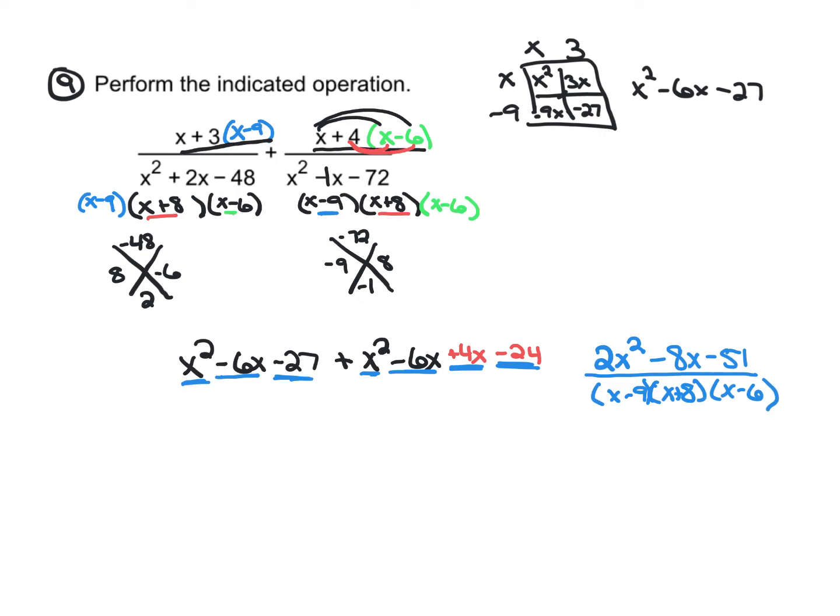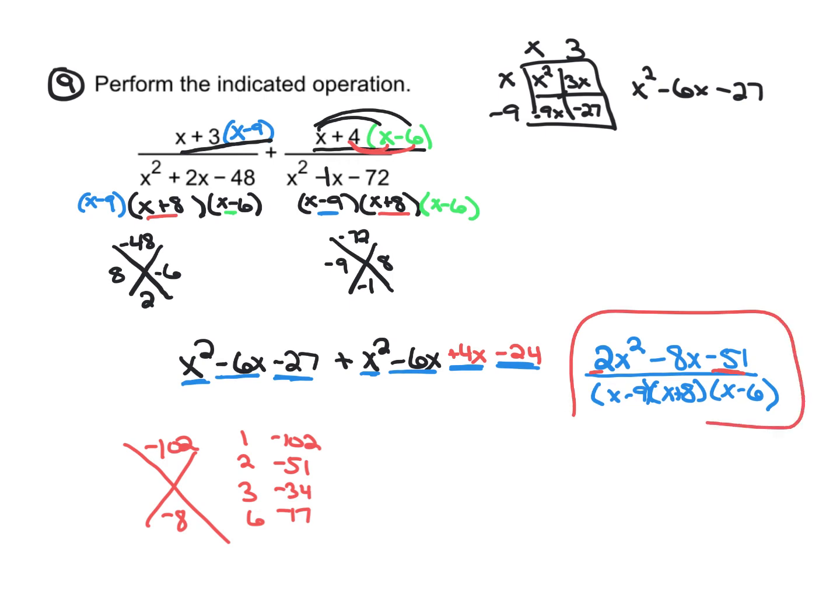Okay, and now I just have to make sure that 2x squared minus 8x minus 51 can't be factored. So if I make an x, that's negative 102 at the top. I took 2 times negative 51. And the bottom is negative 8. So two things that multiply to equal 102 and add to negative 8. Let's see, that's 1 and 102, 2 and 51, 3 and 34, 6 and 17. And that's it. Those are all the pairs I can make. If I make this big number negative, none of these add to negative 8. So I'm done. This is as simple as it gets.